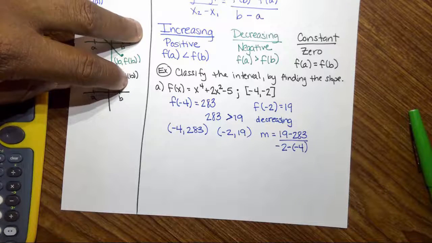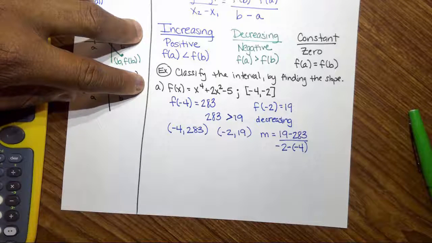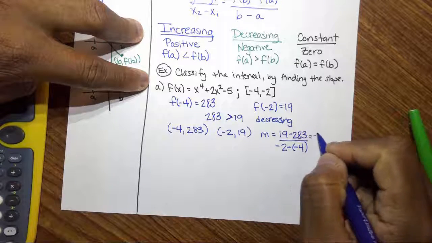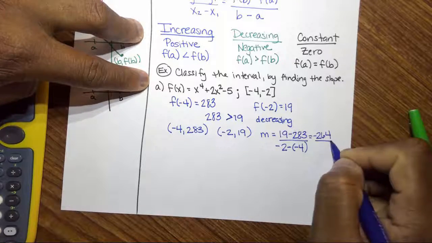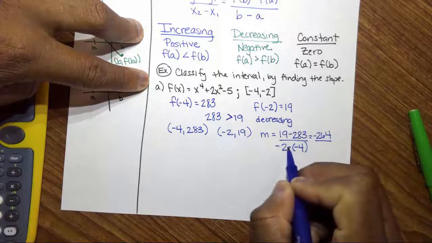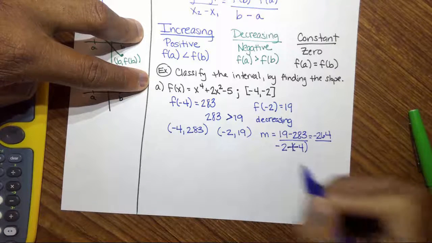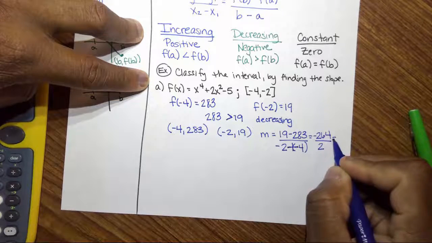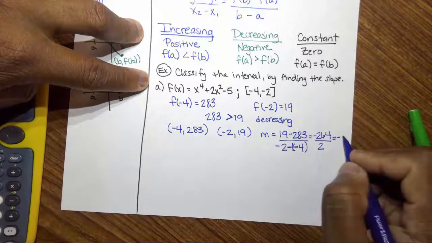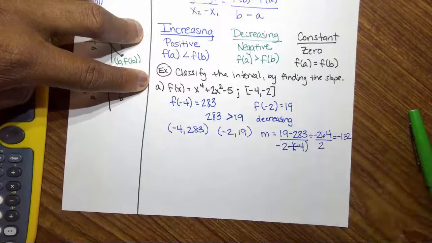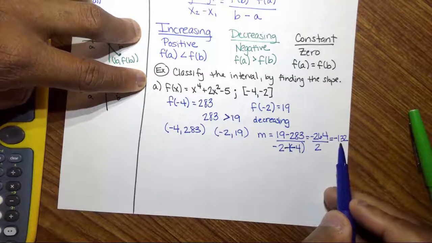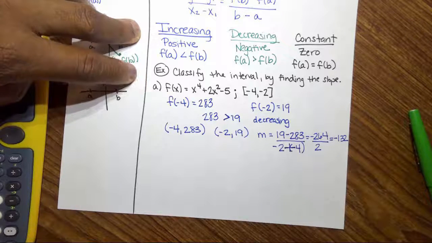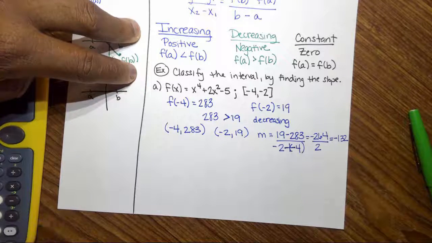19 minus 283 is equal to? So it's -264 divided by, you have a -2, minus a minus makes this a positive. So it's -2 plus 4 is 2. And that means that's equal to -132. Is the slope negative? Yes. Are we decreasing on the interval? So that verifies that we're actually decreasing on the interval. So y'all give this one a shot.